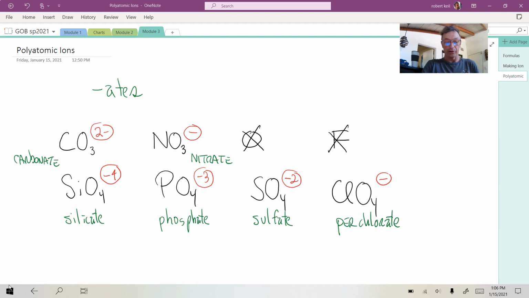I'll edit out me writing on a lot of these. So in green are all the names of these things. If you notice down here, perchlorate, that's the exception to the rule. I'll get into that in just a second.